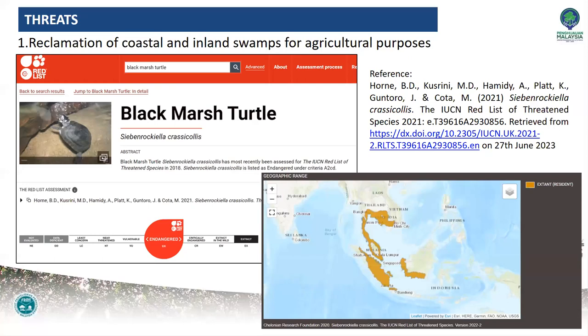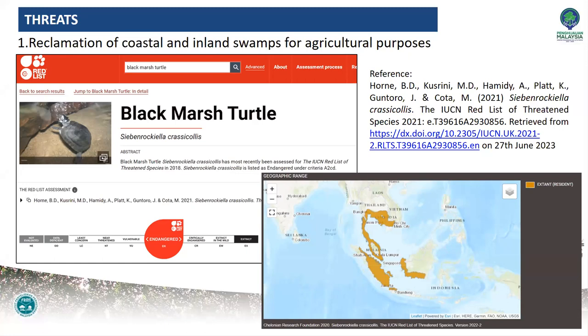Okay. Seterusnya kita tengok untuk spesies terancam ni, apakah ancaman yang mengancam spesies-spesies ini? Yang pertama ialah reclamation of coastal and inland swamp for agricultural purposes. So saya bagi contoh di sini ialah black marsh turtle yang dilisted sebagai endangered.